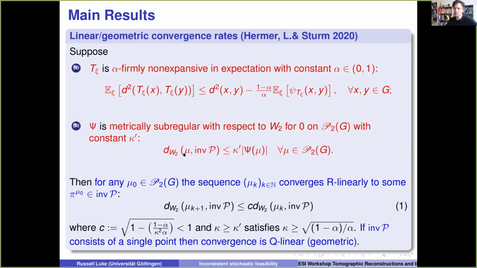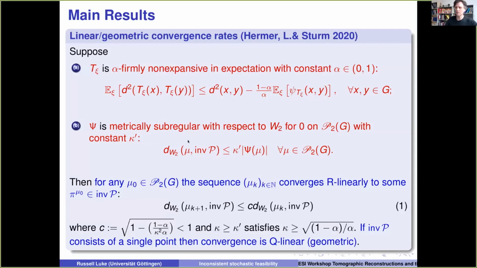It just says that the distance of a particular measure to this set of invariant measures, because that's our destination here, is bounded by some constant times the transport discrepancy in measures evaluated at mu here. And so it's a characterization of the regularity of the fixed point operator, which is the Markov operator, at its invariant measures, which is our destination. That's where we want to go.